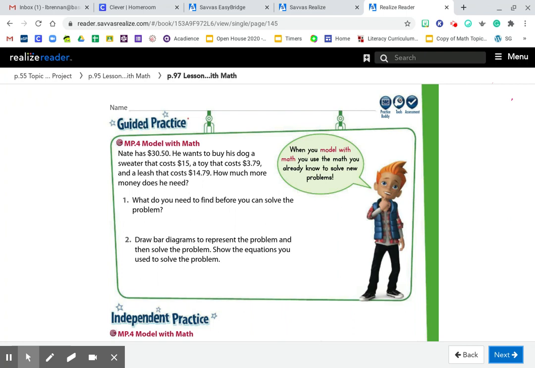In the guided practice, Nate has $30.50. He wants to buy a dog sweater that costs $15, a toy that costs $3.79, and a leash that costs $14.79. How much more money does he need? What do you need to find out before you can solve the problem? So the first thing we need to do is find the total cost. In this part, you're just going to be writing some words. They're just trying to see if you understand how to solve the problem. You're going to find the total cost of all the items, all the stuff that he wants to buy.